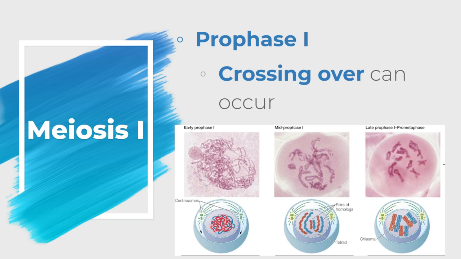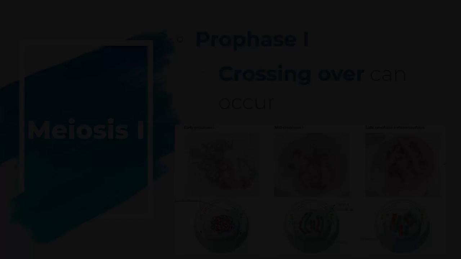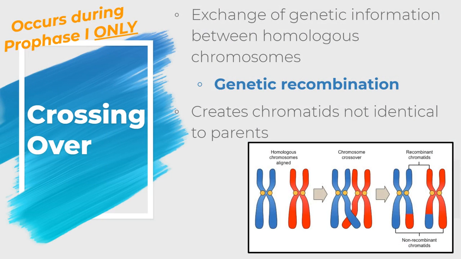Something cool that happens during prophase 1 is called crossing over. This is a way to increase the genetic variation in organisms. So what happens is when your homologous chromosomes come together and they form their tetrad, some of the times the arms of the chromosomes can cross over. And when that happens, the arms can break off and then recombine on the separate chromosomes. So this is called genetic recombination.